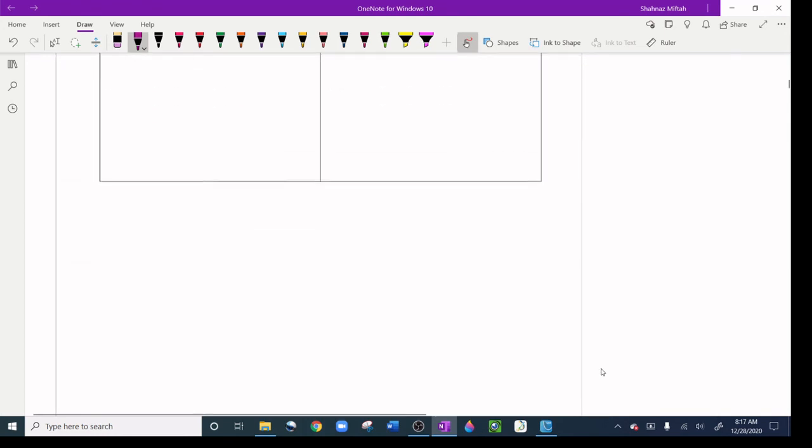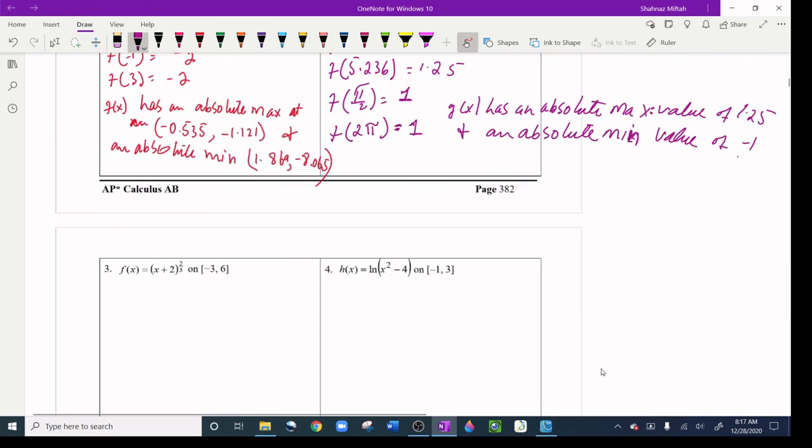Let's do question number 3, and I have question number 3. Okay, take a derivative, -3 and 6. Is this continuous on -3 and 6?